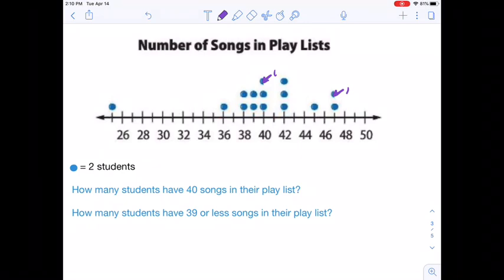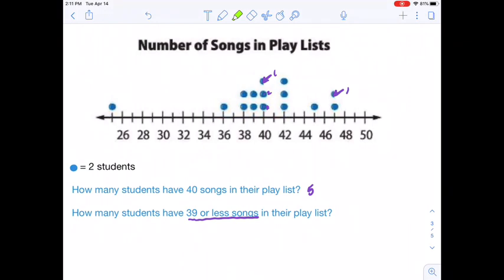Okay, how many students have 40 songs in their playlist? So what does this whole dot represent? 2. So this would be 2, this is 2 more, and this is 1. So we would say 2, 4, and then 1 more is 5. How many students have 39 or less? That sounds like something we worked on the last problem. 39 or less. So do we include 39? Yes. How many students have 39 or less than 39 is another way to say that.